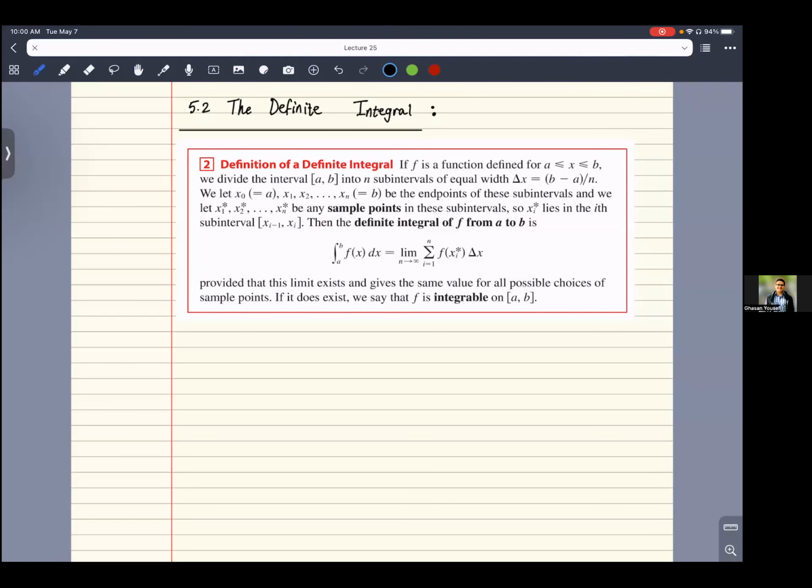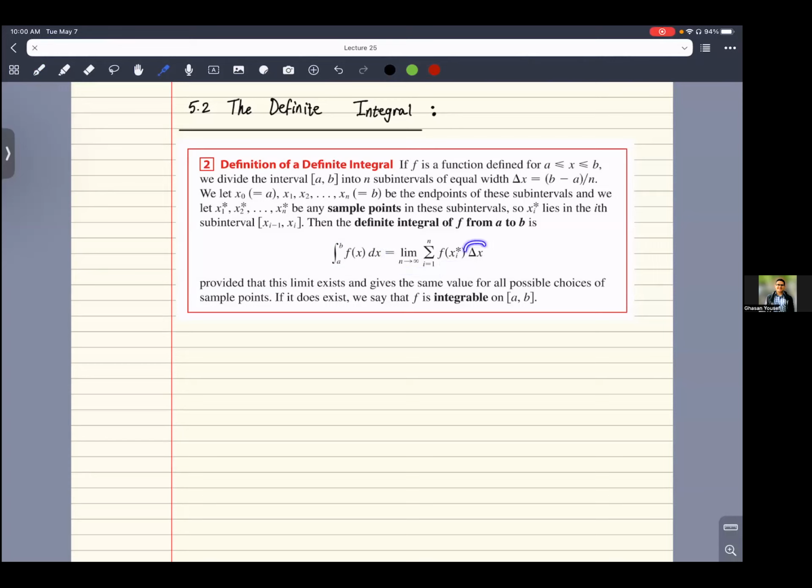Okay, so today we're going over 5.2, the definite integral. First of all, we should know the definition of the definite integral. The definition of the definite integral says the integral from a to b of the function f of x dx is the same as the limit of the sum of the function f of x_i star delta x.